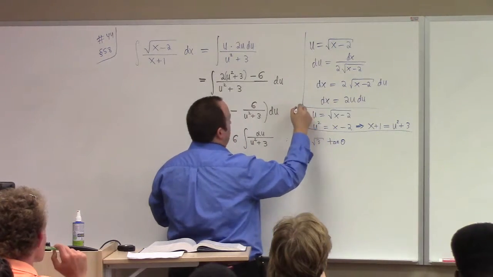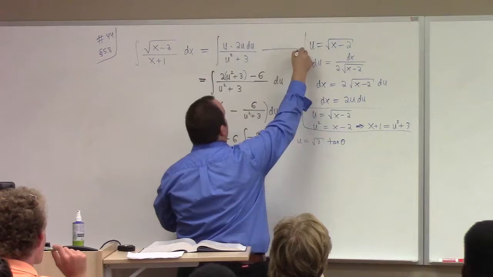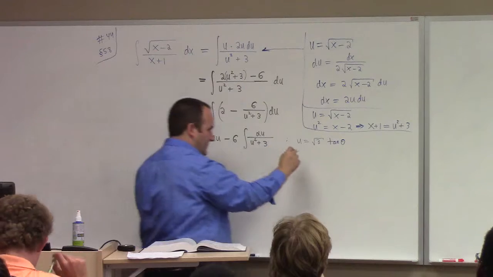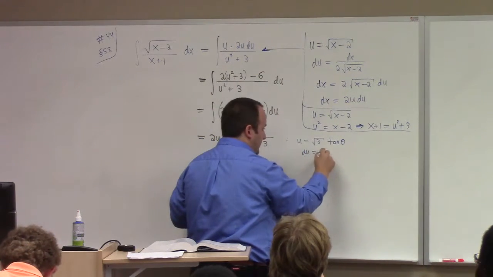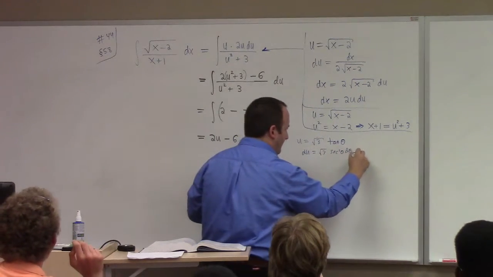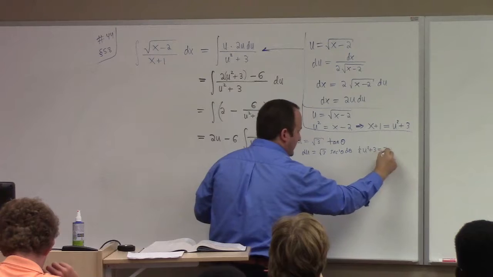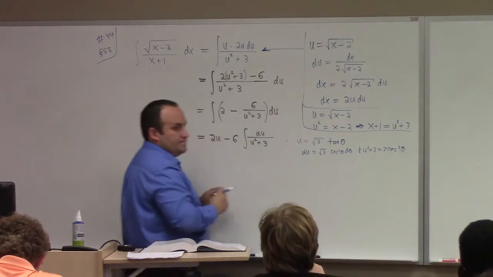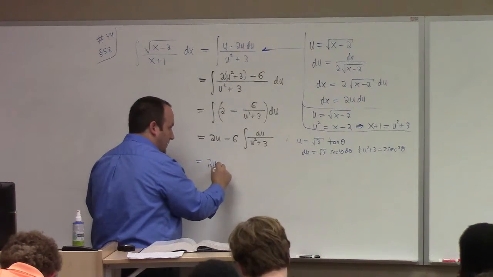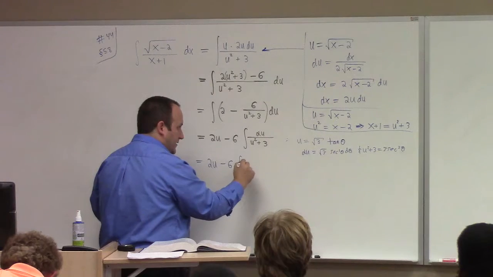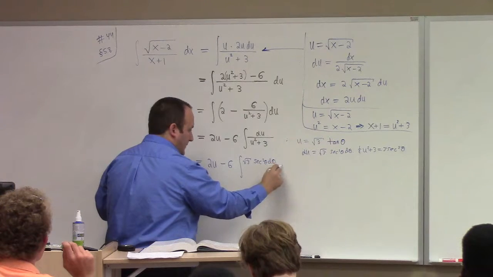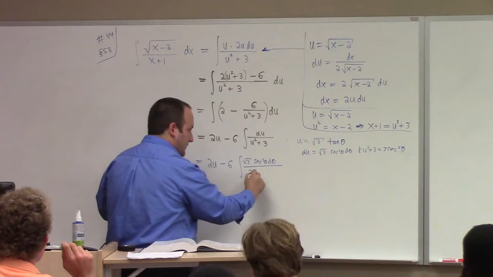Okay, so if I do that, of course, du is root 3 secant squared theta d theta. u squared plus 3 is going to work out to 3 secant squared theta for the usual reasons. And so we have twice u minus 6 times the integral of square root of 3 secant squared theta d theta divided by 3 secant squared theta.